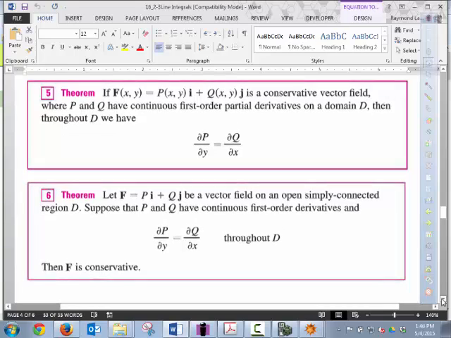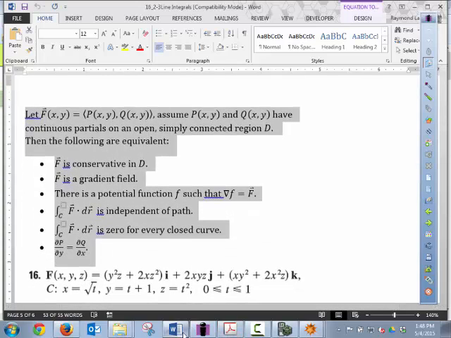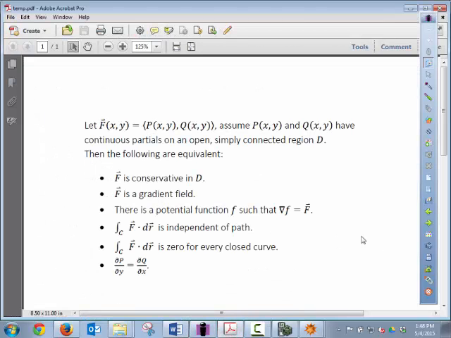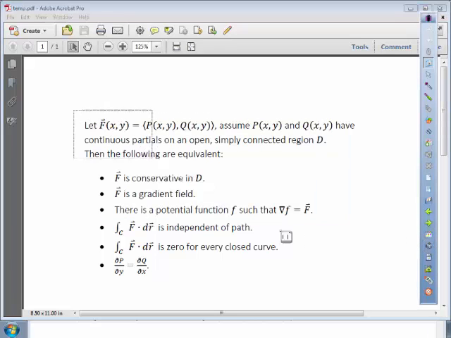Okay, so all these theorems are really saying this thing. I have a nicer version of it here. So this is your big grand summary of these conservative functions for 2 dimensions.